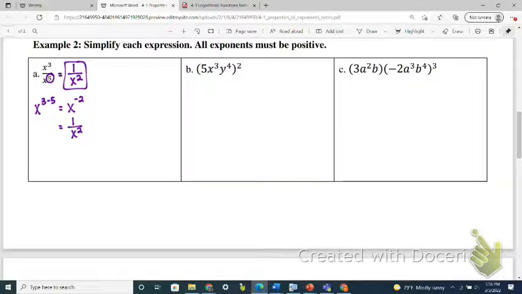On to B, we are going to put a 1 by the 5 because that's 5 to the 1st. And I'm going to go ahead and distribute that. So I get 5 squared, because when we raise a power to a power, we multiply. 3 times 2 is 6, so that's x to the 6th, y to the 8th. The only thing I can do is figure out what 5 squared is. So that is 25 x to the 6th, y to the 8th.